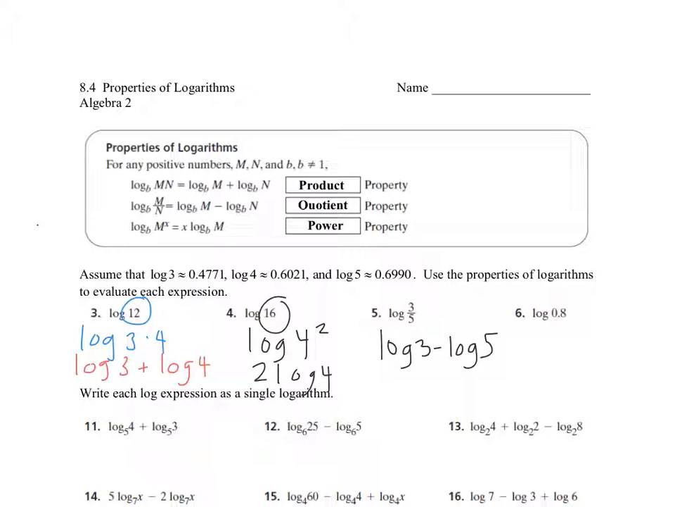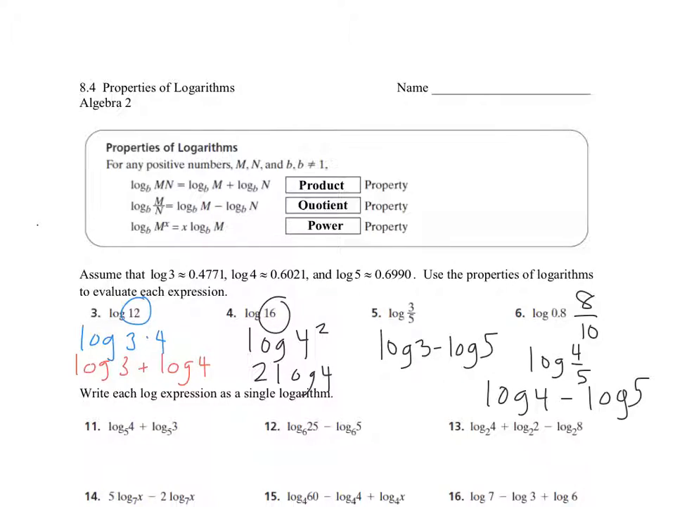So 8 tenths. So I'm going to write this as 8 tenths, which is the same thing as log of 4 fifths. So I'm going to use the quotient property, and this is going to be log 4 minus log 5. So just make sure that when you're using the quotient property, you write the numerator first. The numerator comes before the denominator. So then you could calculate this minus this.